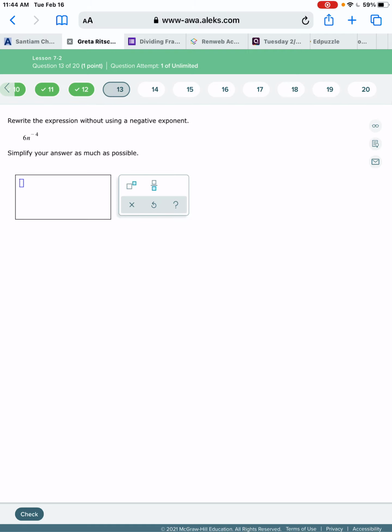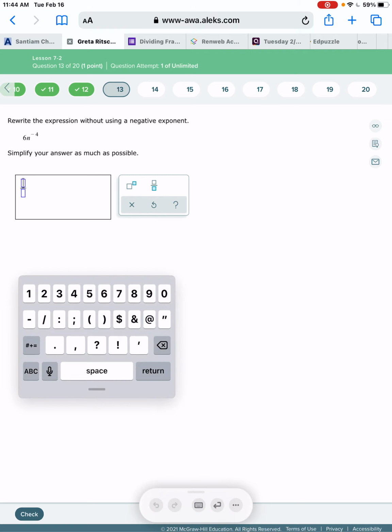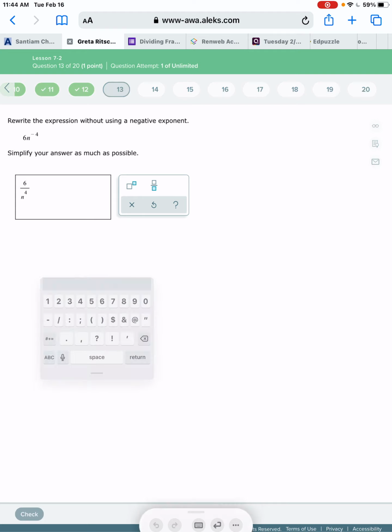6n to the -4. Notice that the -4 is not on the outside of parentheses, and it does not apply to the 6. So 6 is happy. It's going to stay where it is, but n is not happy. So we're going to send n to the 4th to live in the bottom of a fraction where it is now happy and does not have a negative exponent.